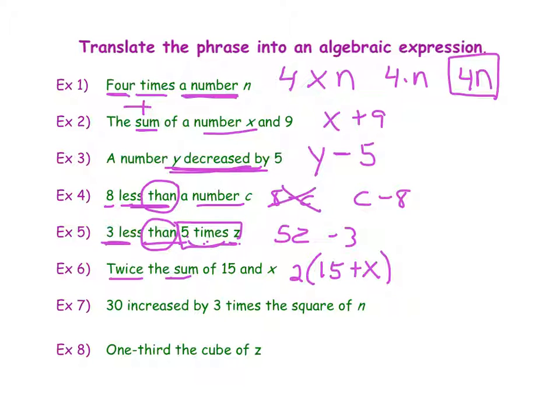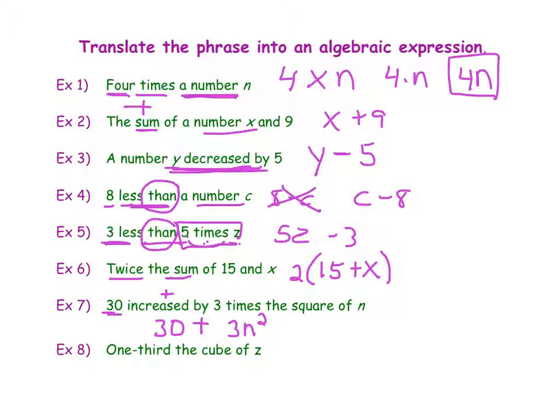All right, here we have a little bit of a longer one. So 30 is increased by, that means I'm adding, 3 times the square of n. So 30 is being increased by 3 times the square of n, so 3, then I have to square n. So 3 times the square of n.